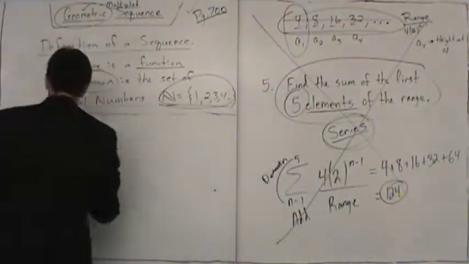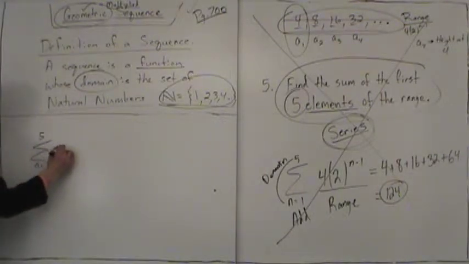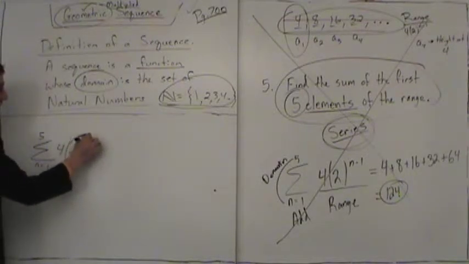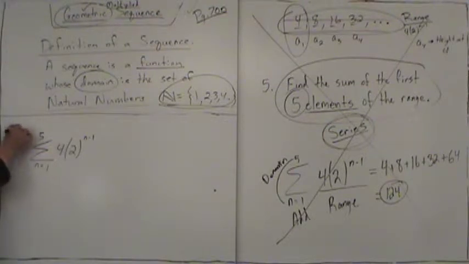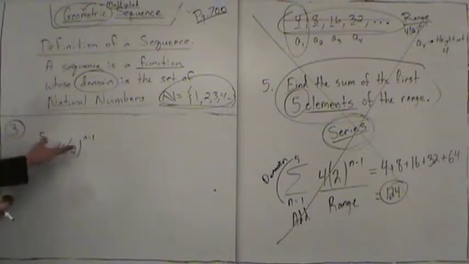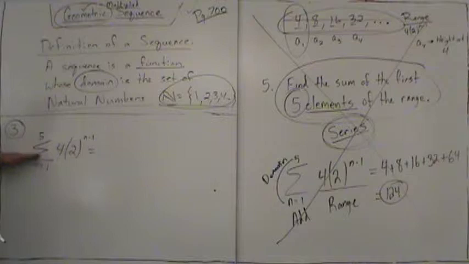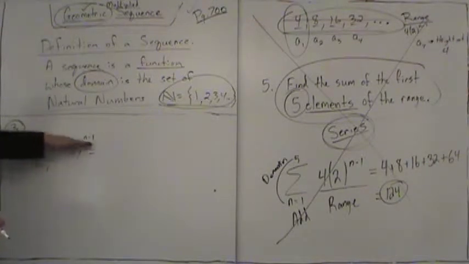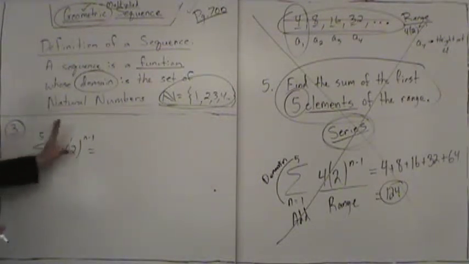So given a problem on a quiz or a test, sigma n equals 1 to 5 of 4 times 2 to the n minus 1 power, can you find this value or this sum? Act like this is question number 3 on a quiz or a test. Well, what do you have to do? Remember, this is a step ladder. You have to plug in 1 for n, 2 for n, 3 for n, 4 for n, and what else? 5 for n. We have to plug in all these values for n.